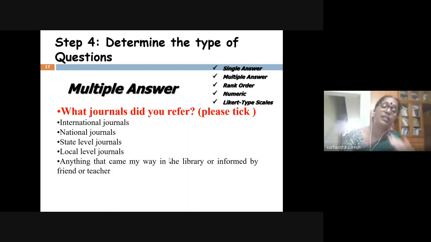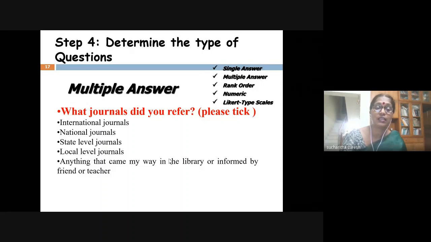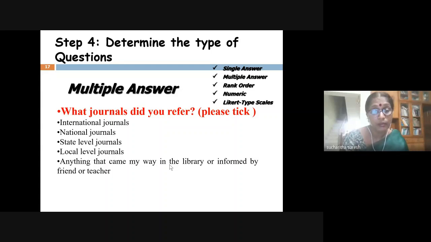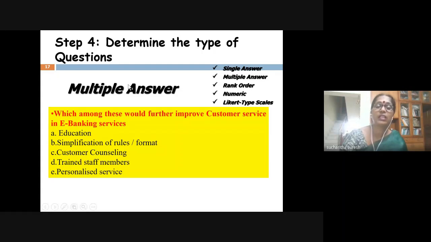Some people have a doubt about this also. If they give multiple responses, they think analysis is difficult. But it is not like that. Analysis is not at all difficult. This option has to be given because they might have referred to many journals, but if they can give only one, it is not their right response. So you can give multiple response questions.